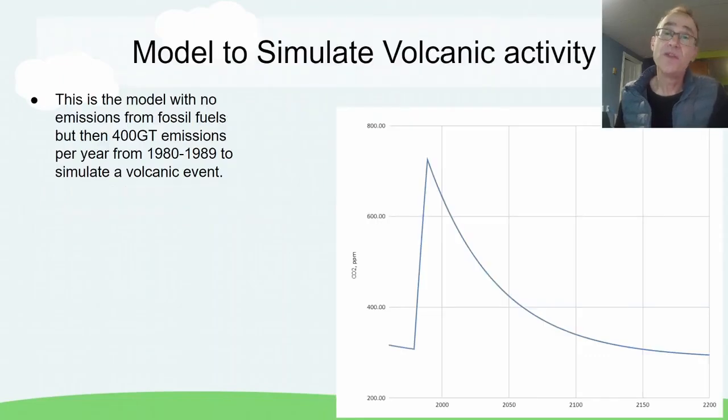Let's run the model with no human emissions, but having a volcanic event that adds 400 gigatons per year for 10 years, then back to just natural emissions after that. As you can see, the atmospheric carbon dioxide rises rapidly during the volcanic activity, but then drops back to pre-volcanic levels in only 200 years. I believe that things would happen somewhat like this.